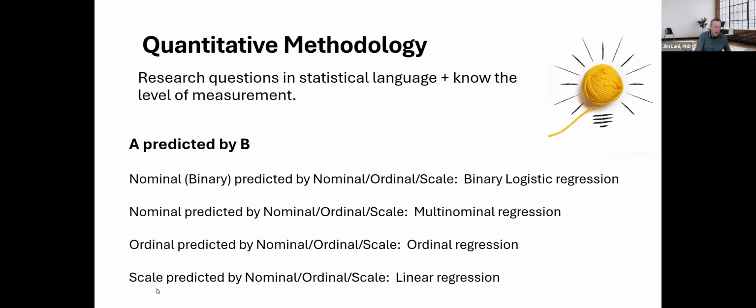And what's most common is a scale outcome variable. Remember what scale is? With a scale outcome variable, we're in linear regression. There's one predictor, or multiple linear regression if I have several predictors, but we're in linear regression land.